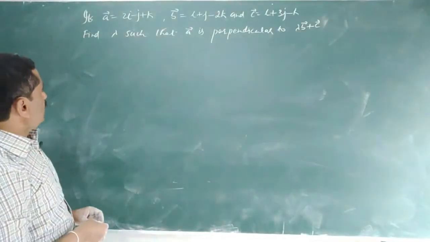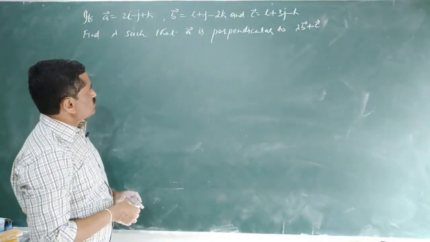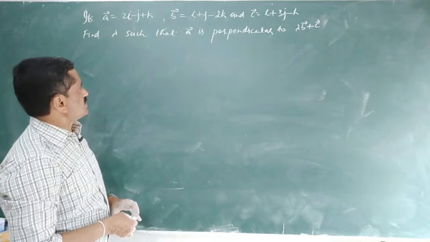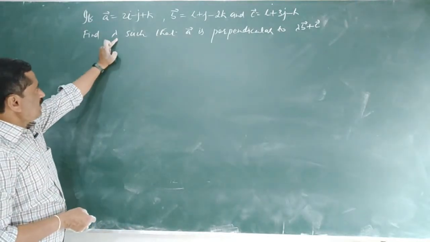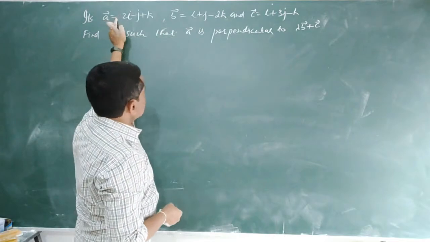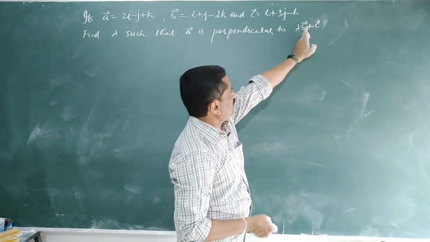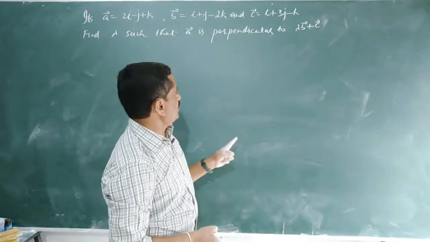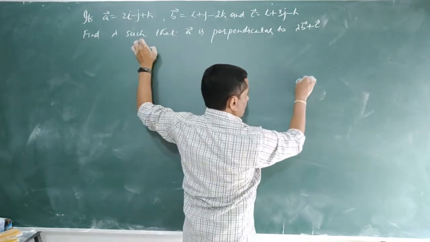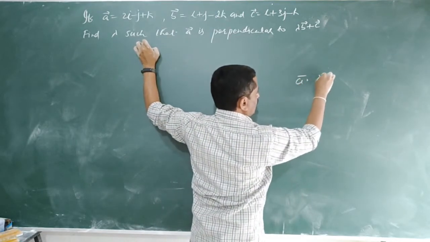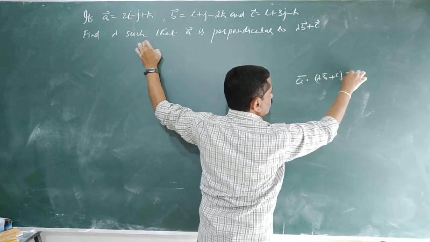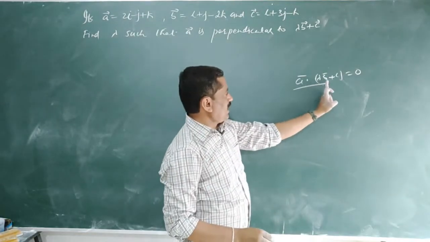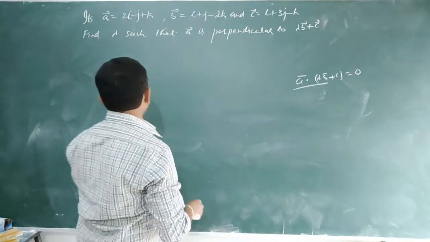If a bar is equal to 2i minus j plus k and b bar is equal to i plus j minus 2k and c bar is equal to i plus 3j minus k, find lambda such that a bar is perpendicular to lambda into b bar plus c bar. We have to find the value of lambda when a bar dot lambda into b bar plus c bar is equal to 0. So this is the condition. Okay, now we need to find lambda into b bar plus c bar.